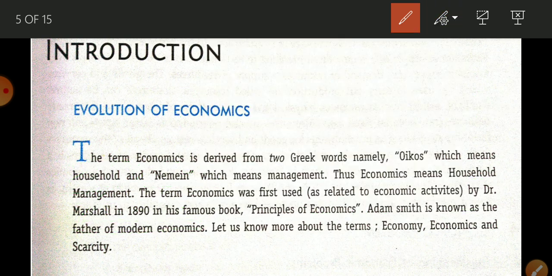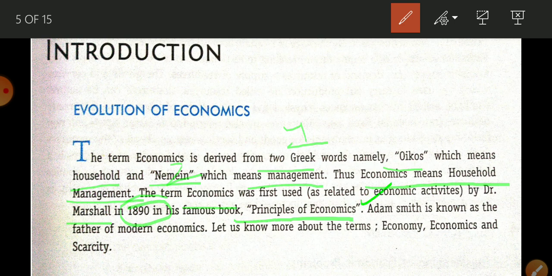So what three things do you come to know here? First, the term economics is derived from two Greek words: oikos, which means household, and second, nemein, which means management. So in terms of its origin, economics means household management. The term economics was first used by Marshall in 1890 in his book Principles of Economics.